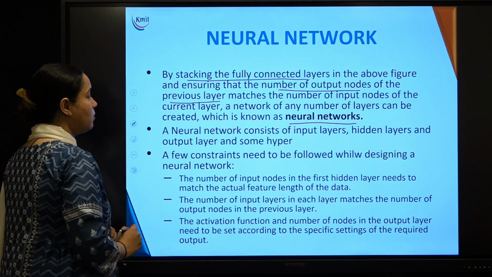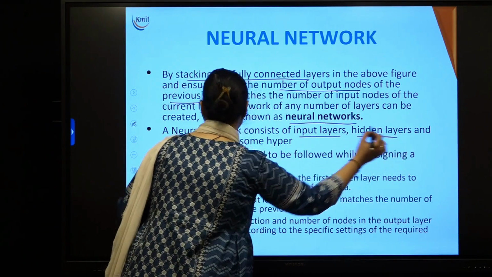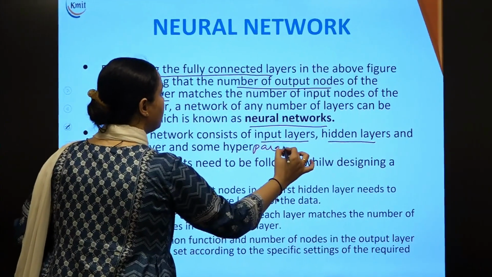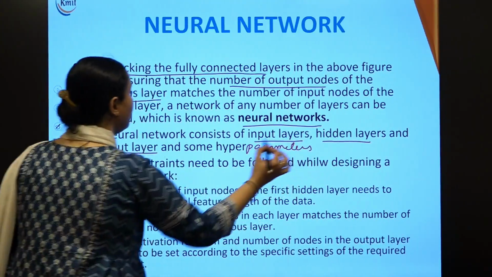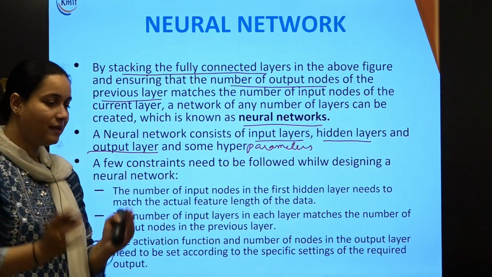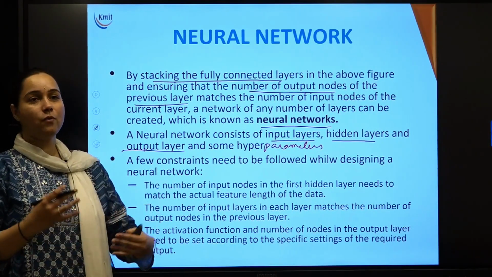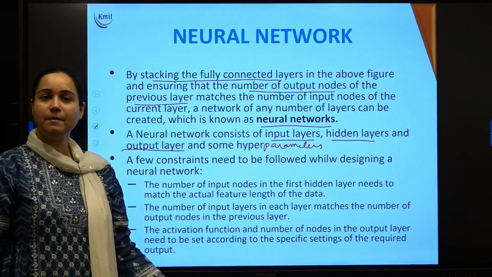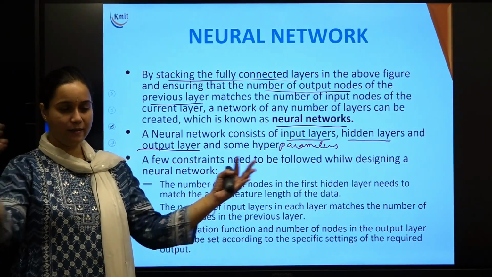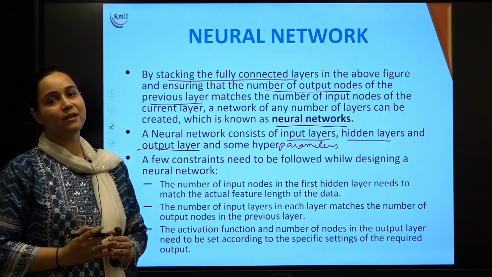So a neural network consists of input layers, hidden layers, output layers and some hyperparameters. Why are we calling them hidden layers? Because inside them many mathematical operations are happening, but we keep it as a black box. You give some input and take an output. Inside it you are not bothered much, but that is happening. That's why the layers are called hidden.